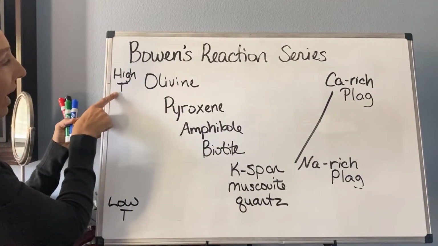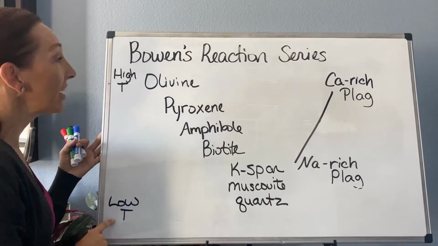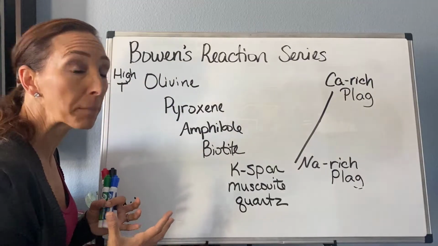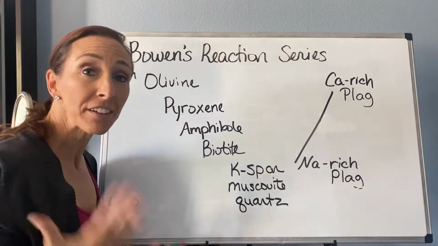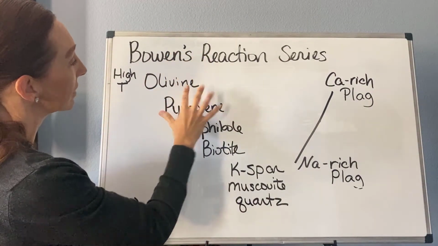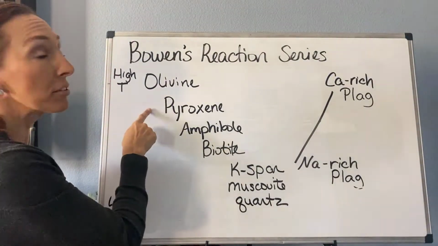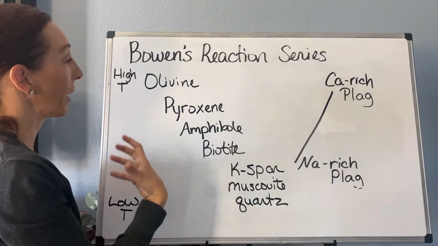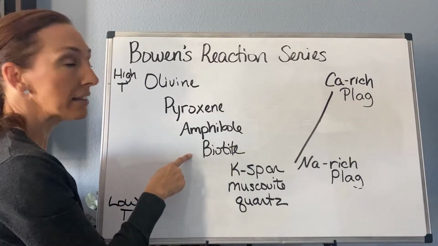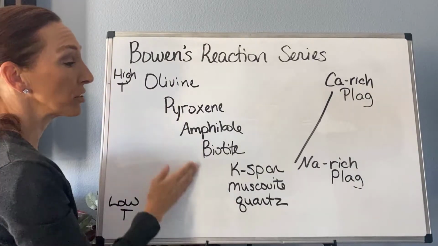You'll see that I have high T for high temperature written here, and low T for low temperature written here. And so this describes what happens when you have, let's say, a melt at a really, really high temperature. So really high temperature, everything is in liquid form. And then as you cool that melt down, the first mineral that's going to come out is going to be olivine. The next mineral, as you continue to cool that melt down, is going to be pyroxene, then amphibole or hornblende, biotite, down to potassium feldspar, muscovite, and quartz. So that's the order in which that's going to happen.